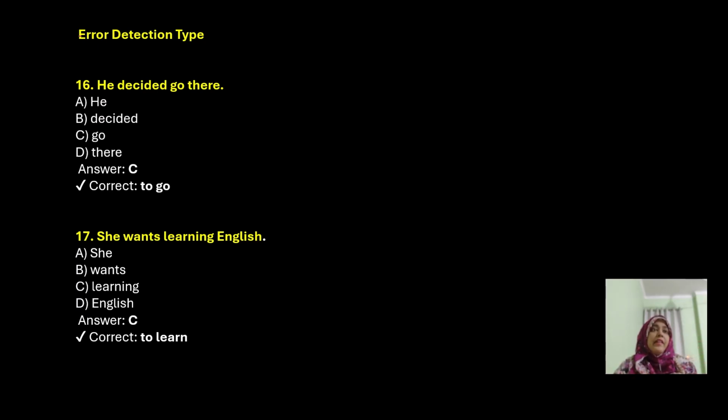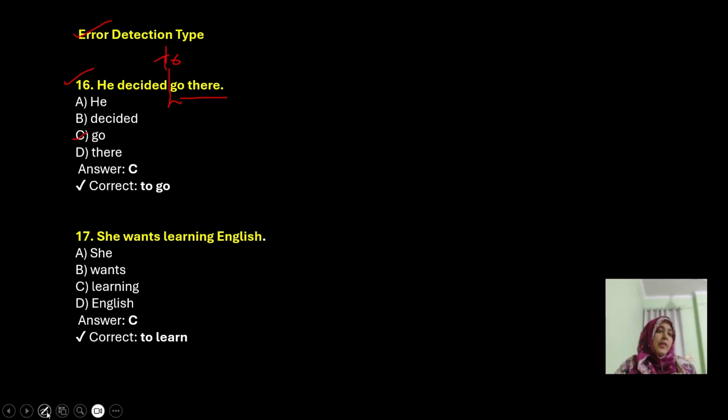Now coming to the error detection type, how the question will come and how you have to solve. The 16th question is, he decided to go there. He decided to go here, to go there. Okay, so here "to" is missing. What will come here? C is the right answer. Where is the error? You have to find the error in these sentences.